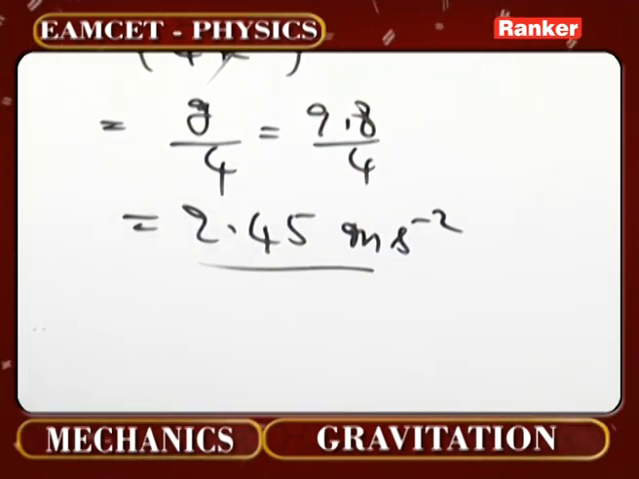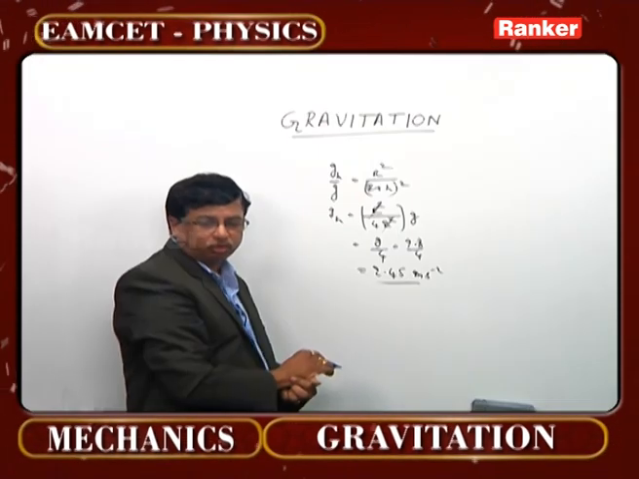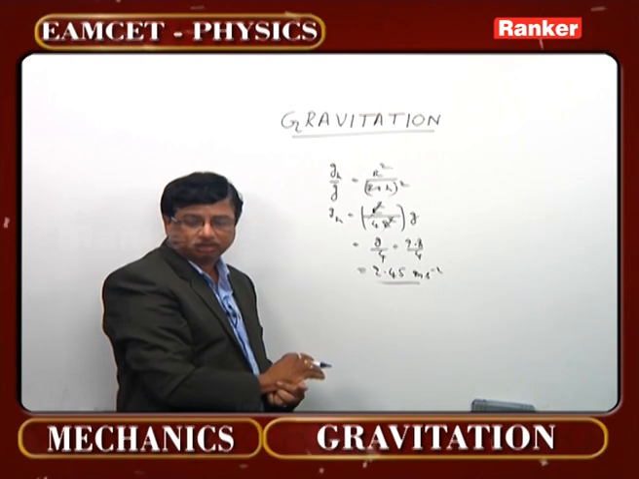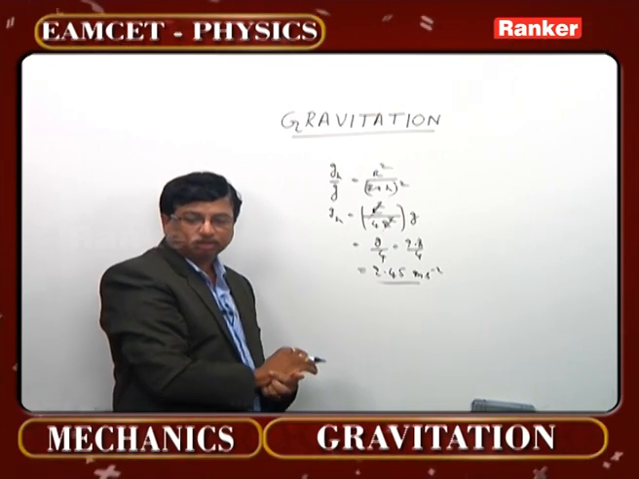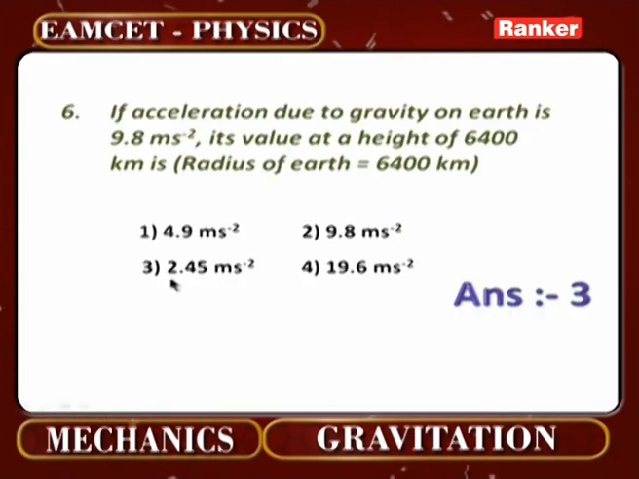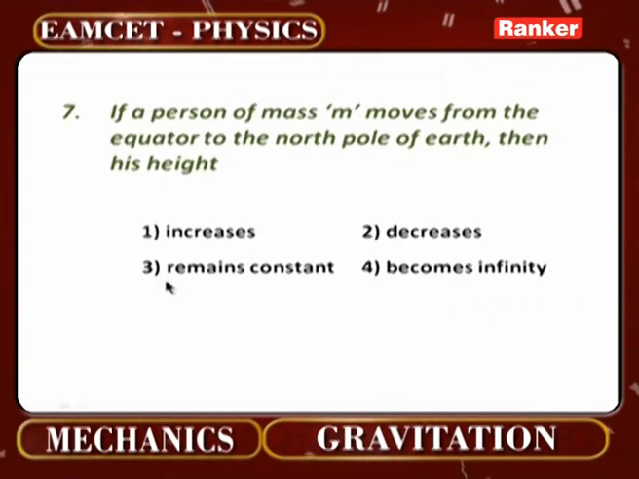This is the acceleration due to gravity at an altitude equal to the radius of the earth. So the third option is the correct option for this particular question. Let us now check the next one, please. That is problem number 7.